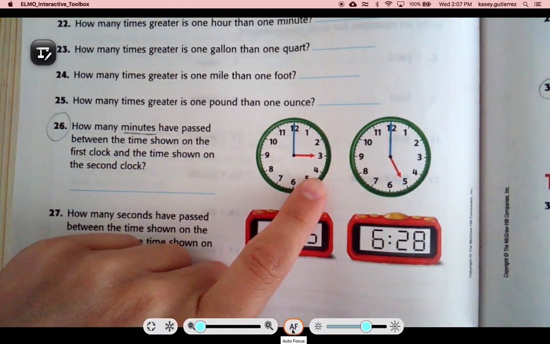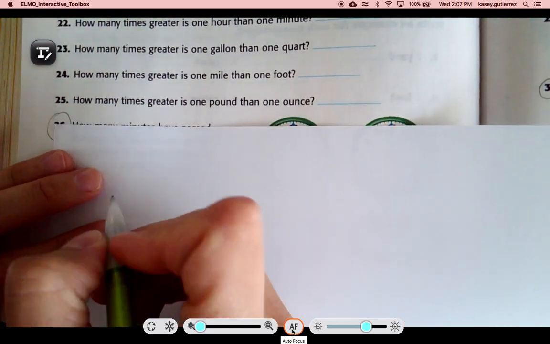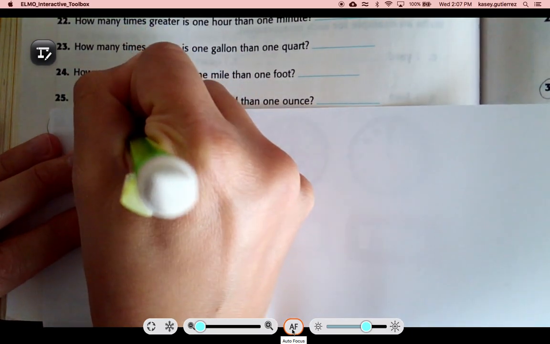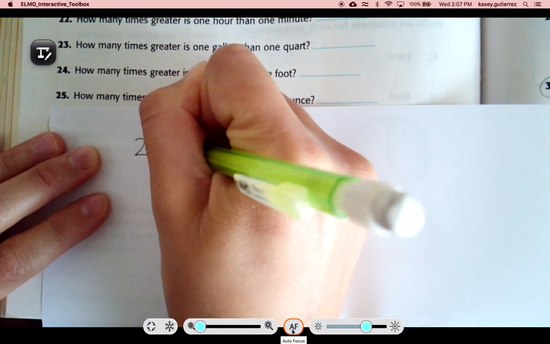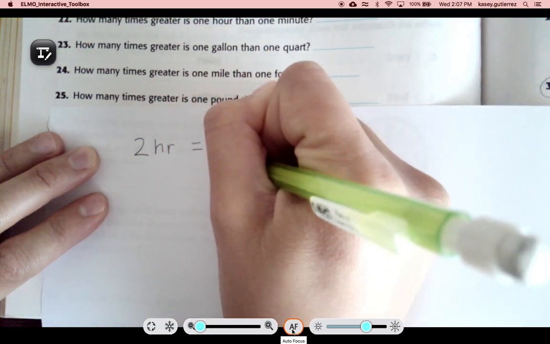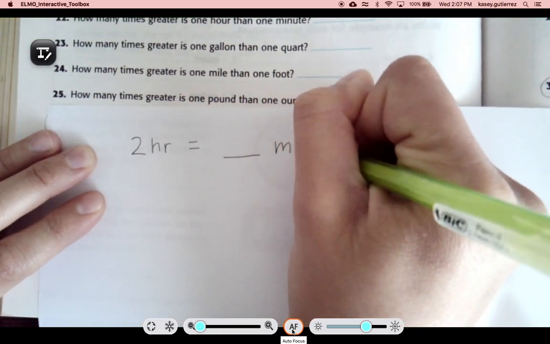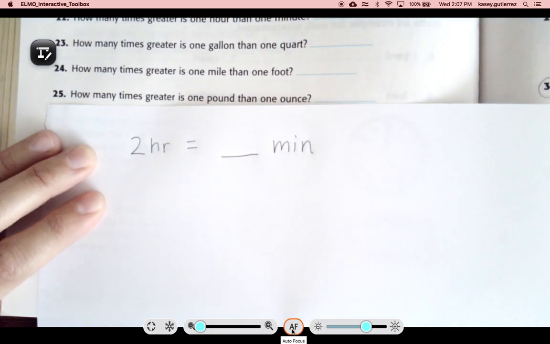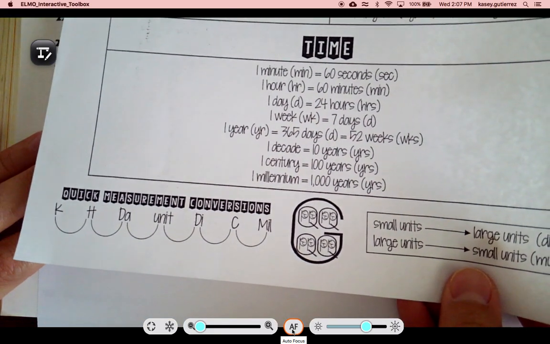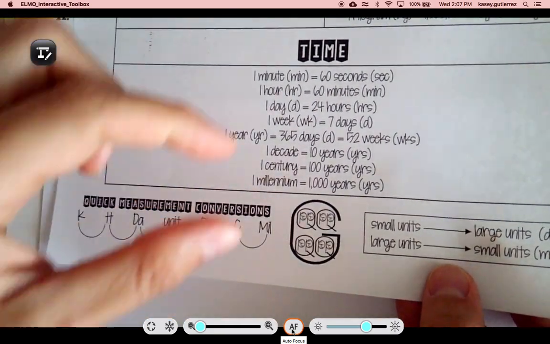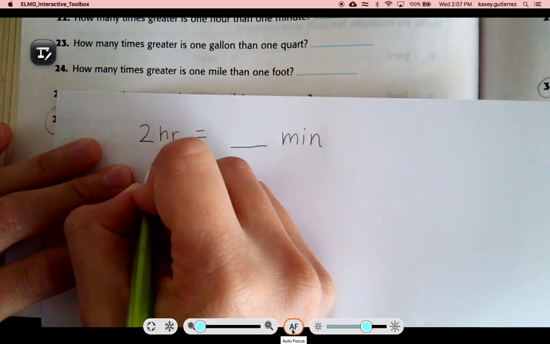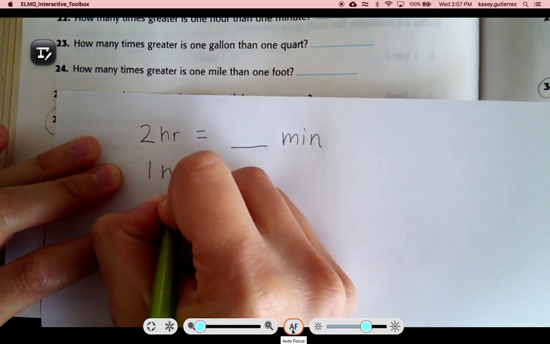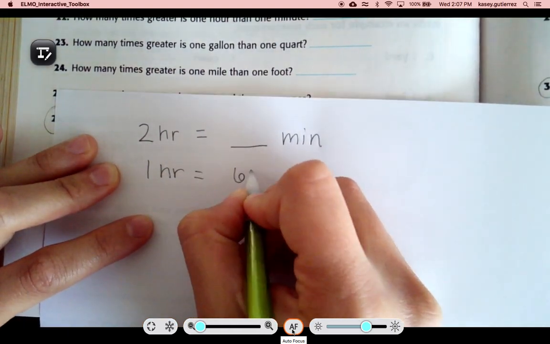So we know that 2 hours have passed, and we need to know how many minutes. So what I'm going to do is I'm going to put 2 hours equals how many minutes. And my conversion that I took said 1 hour equals 60 minutes. Take it and place it. Okay, 1 hour equals 60 minutes.